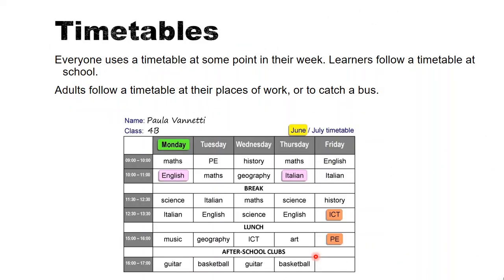And we also have timetables. It's like everyone uses a timetable at some point of their week. A learner follows a timetable at school, and adults follow a timetable at their place of work or to catch a bus. For example, here is a timetable for a grade 4 learner. The name is there, so you can see Monday, even the time. Monday we have math from 9 to 10, then English from 10 to 11, and so on. You have a break, lunch, and afternoon school clubs.